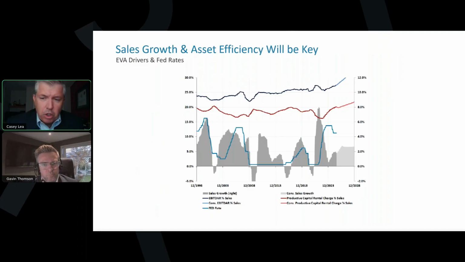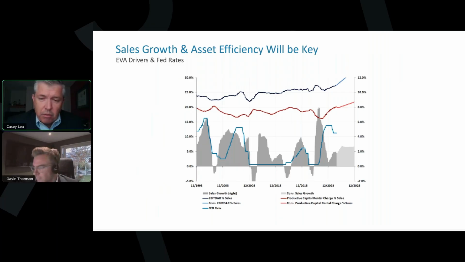When the rate hikes began in March 2022, we see the capital charge as a percent of sales begin to increase. Note, this is the only line where higher is unfavorable. So as rates increase, the capital charge increased, which cut EVA margin, which we saw on the previous slide.